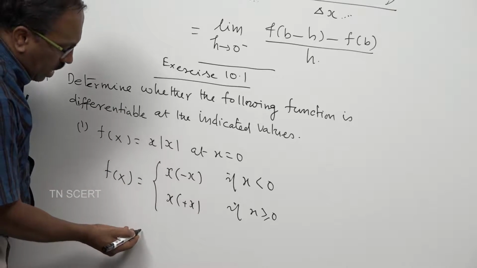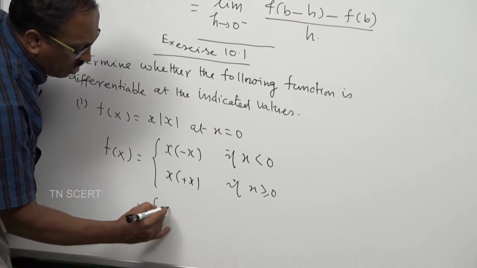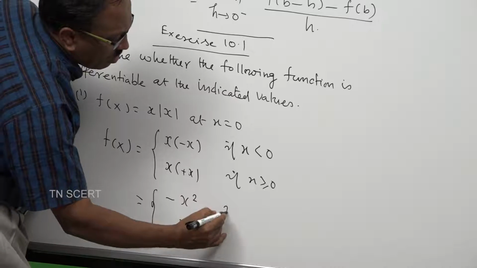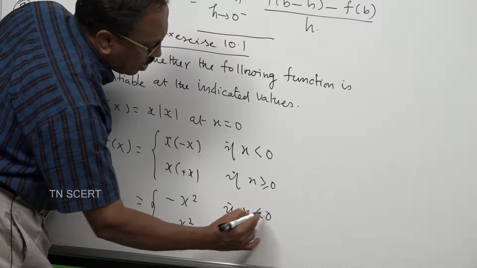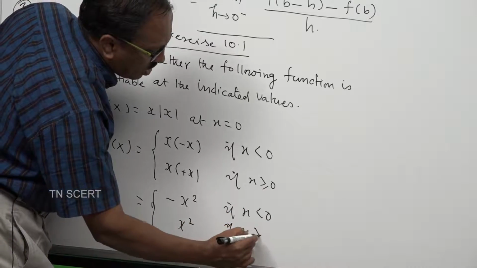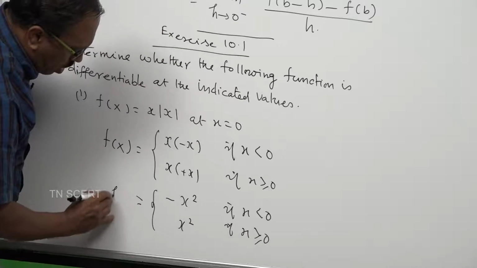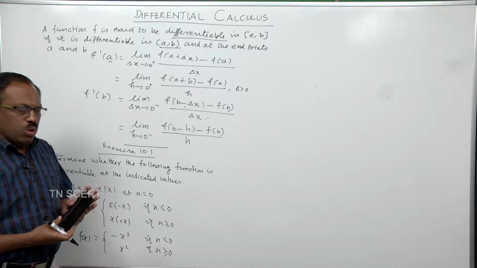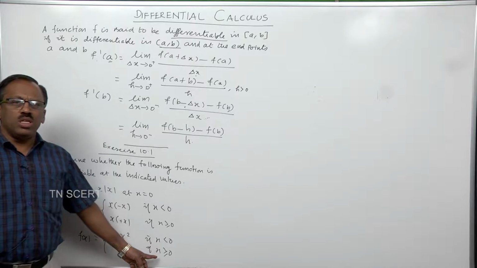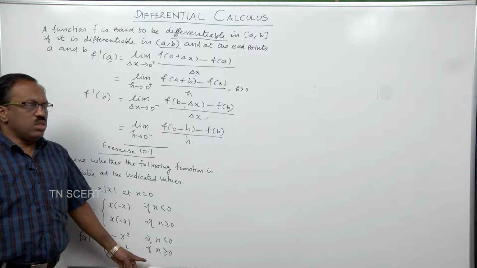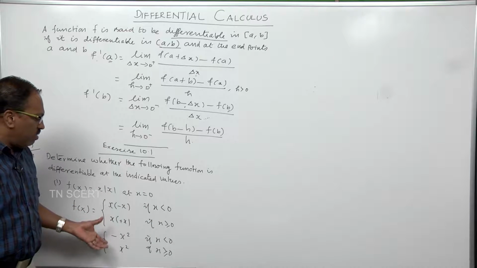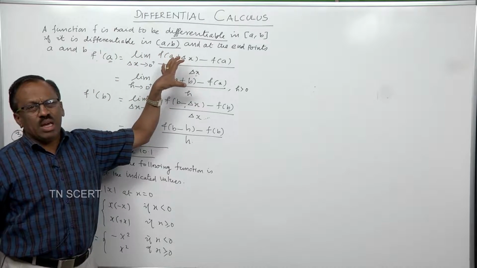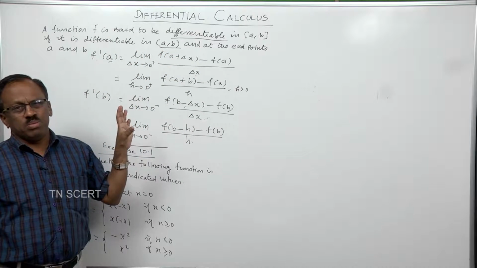So that means in this case the function is defined as minus x square if x is less than 0, and plus x square if x is greater than or equal to 0. Now this function involves two things, one is less than 0, the other is greater than or equal to 0. That is the function we have defined here. Now, based on this, we are going to solve this problem of differentiability.